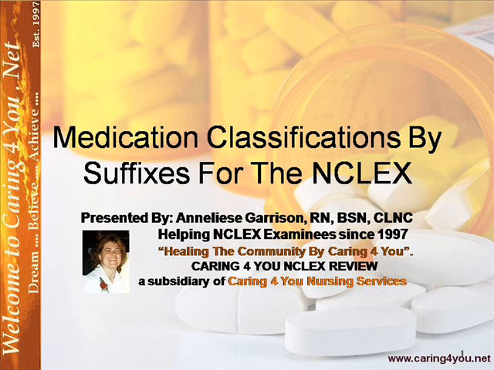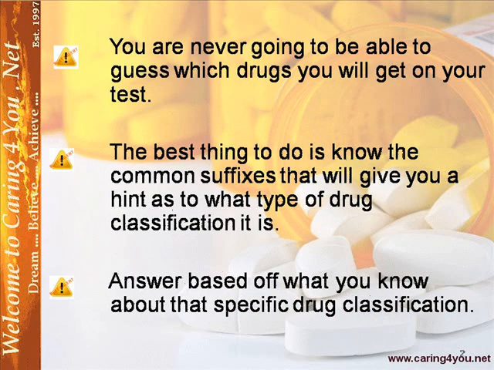So let me start out by saying this, that you're never going to be able to guess which drugs you will get on the NCLEX test. You're just not. So the best thing to do is to know the common suffixes, and that will give you a hint as to what type of drug classification it is. Once you know the classification, you want to answer based off of what you know about the specific drug classification, not necessarily the specific drug. This is the best way for you to know your drugs for the NCLEX, okay?